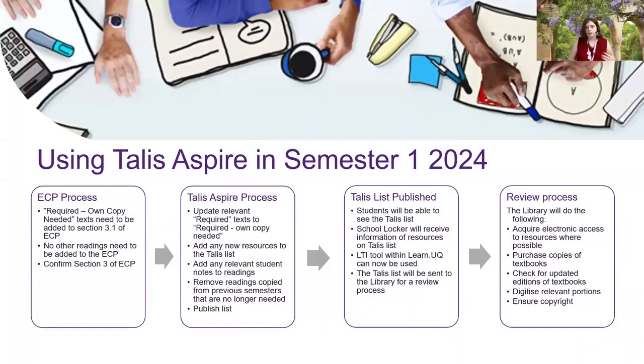And the list will be sent to library staff like myself, and we'll review and make sure everything's working properly. In this review process, we'll look through and buy any ebooks that we can, purchase any textbooks, check for updated editions, digitize any chapters or articles that we can, and ensure copyright is correct throughout. So that's the workflow if you'd like to be an early adopter of Talis in semester 1.